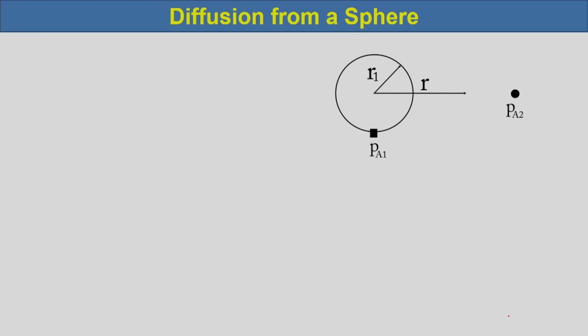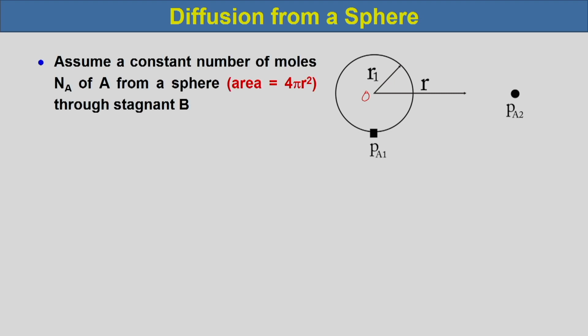So, let us consider a sphere whose center is O and the radius is r1, and the radius is varying with time. The partial pressure at the bulk is Pa2 and at the surface of the sphere is Pa1. Assume a constant number of moles Na bar of A diffusing from a sphere whose area is equal to 4 pi r square through stagnant B.